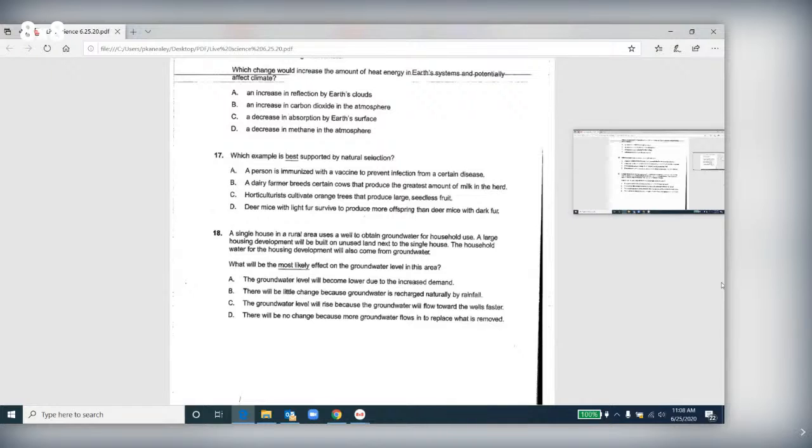And groundwater will rise because groundwater will flow towards the wells faster. That's just, like I said, water doesn't really flow uphill, it goes downhill. So that's why you have to put a pump in there to pump it up out of the ground. So you could probably just do process of elimination and get to A as the correct answer.